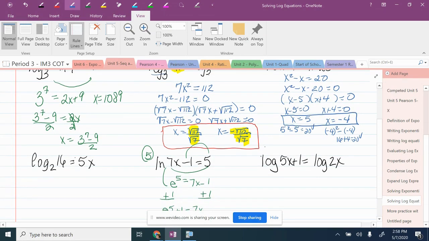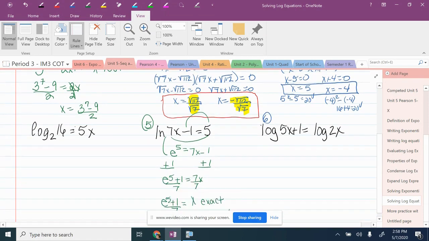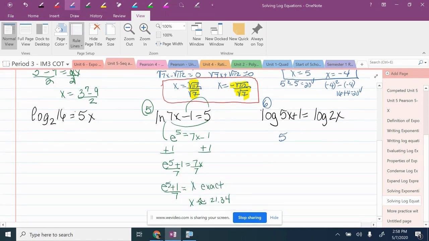And then we'll do this last one down here. I have a common log equal to another common log. So I have 5x plus 1 equals 2x. I'm going to take away 2 x's. Well, maybe let's take away 5 x's. That way we don't end up with the 0. Take away a 5x. I end up with 1 equals negative 3x. I'm going to divide both sides by negative 3. I get x equals negative 1/3.